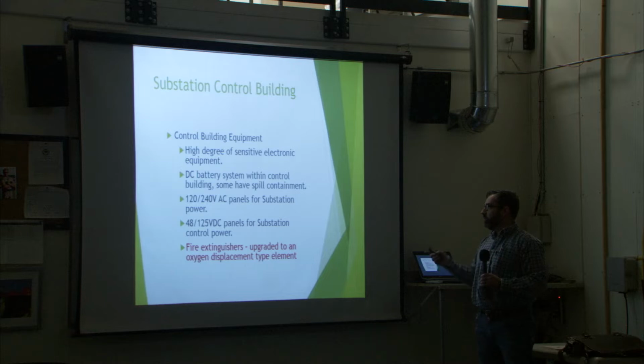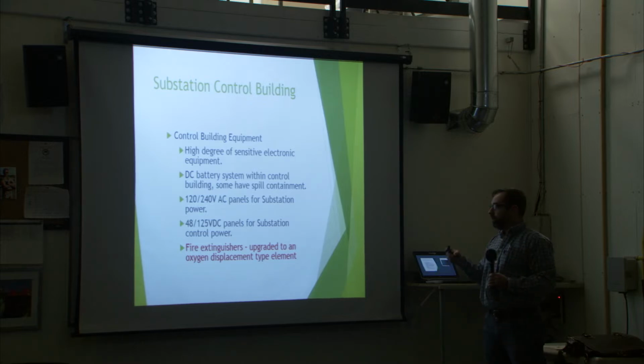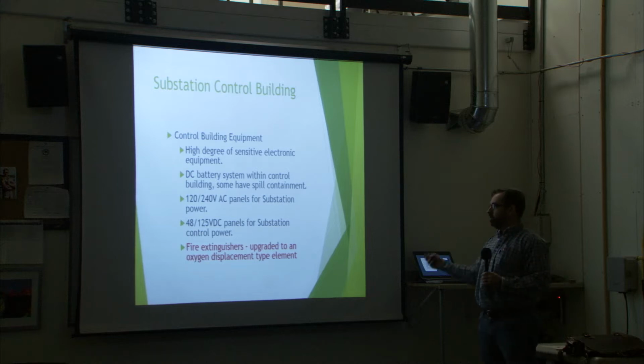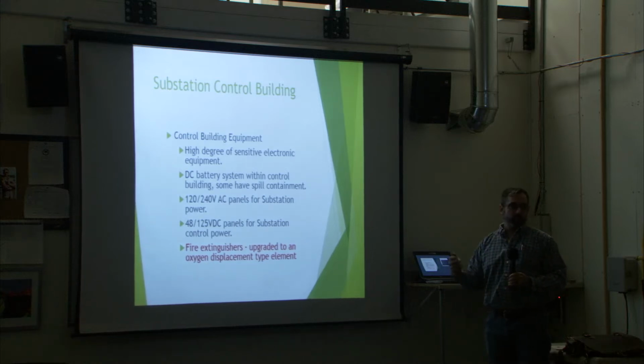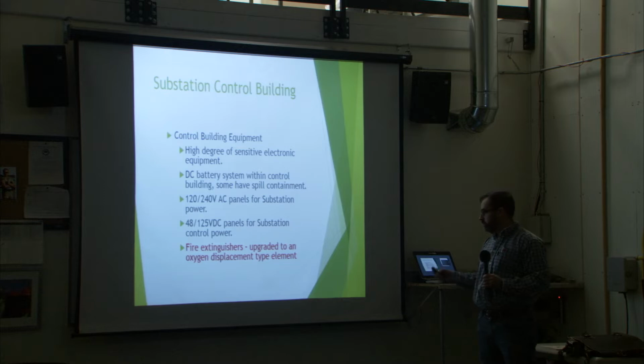And then obviously you have your AC panels for utility power, for HVAC, for lighting, and then our 48 volt or 125 volt DC panels, that's for the control power in the sub. When I say control power, I mean controlling different devices out in the yard, and also for powering the protective relaying and the communication equipment within the control house.